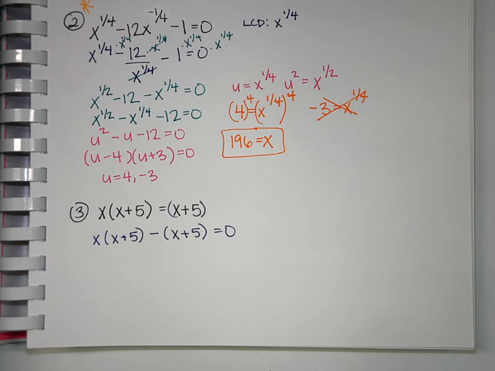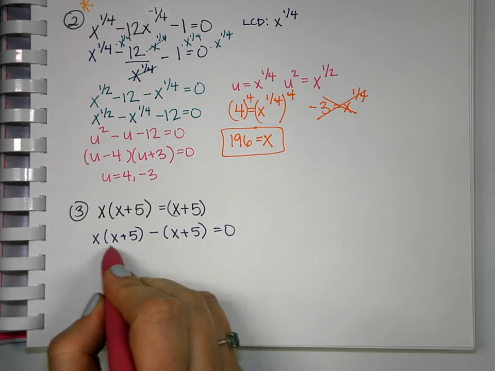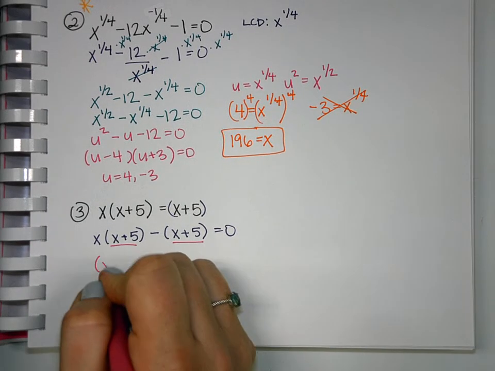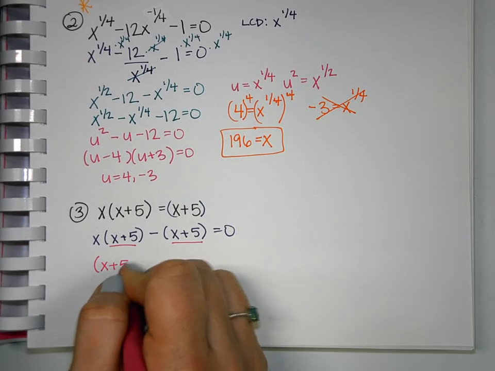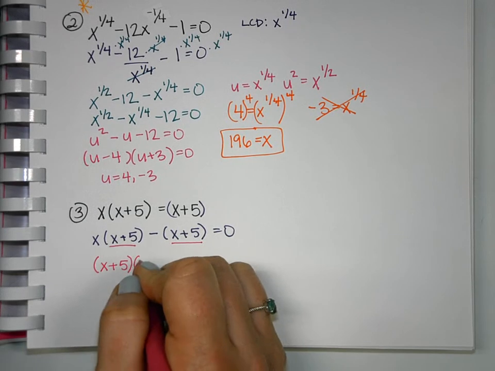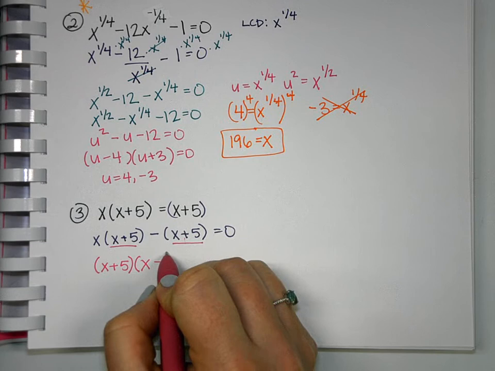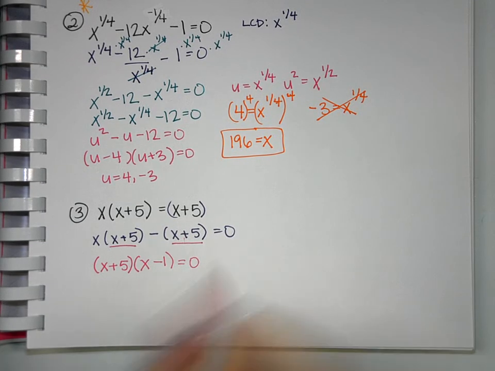I notice I have a GCF. They both have this x plus 5. So if I take out that GCF of x plus 5, I'm left with an x in the first spot, and remember we need the 1 placeholder, and we have our factored form.